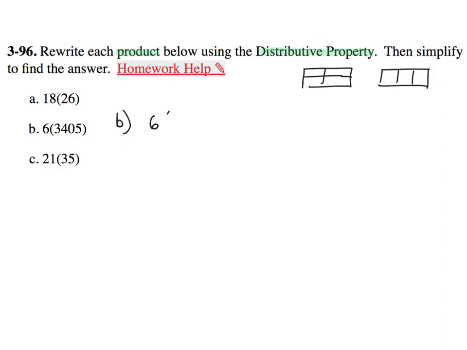So we have 6 times 3,405. If I'm going to be splitting, there's nothing to split with the 6. It's only a 1-digit number, so this will be my length. I'm going to say times, and I'm going to split. 3 is in the place of the 1,000, so I'm going to write 3,000. 4 is in the place of the 100, so I'm going to write plus 400.